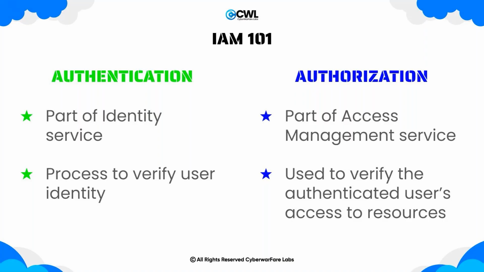So let's say someone calls me and says, "Okay, I am your CEO, give me your credentials for one of the accounts." Now, here comes the part of authentication, because I need to verify whether the person calling me is the CEO or not. Now, if I have authenticated that this is the CEO, I have to check whether I'm allowed to give him access. Right. So there comes the part of authorization. It is used to verify whether the authenticated user has access to the resources he is requesting.